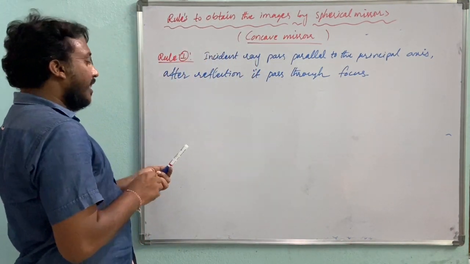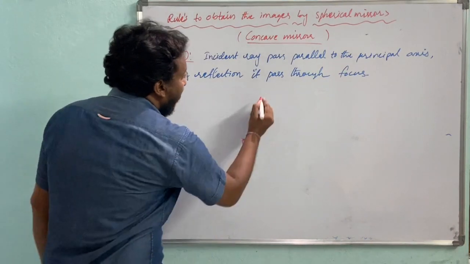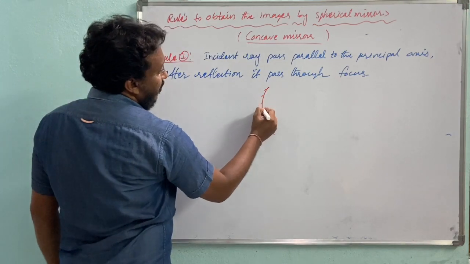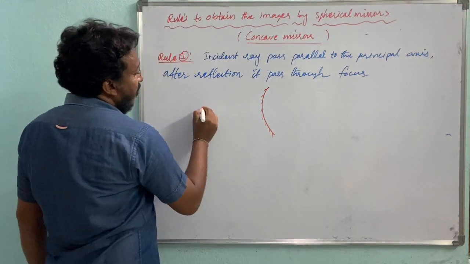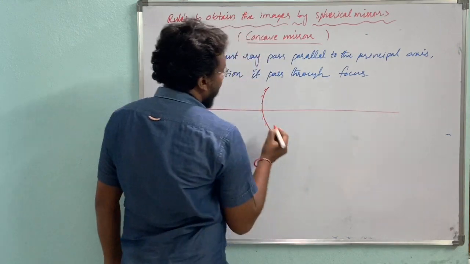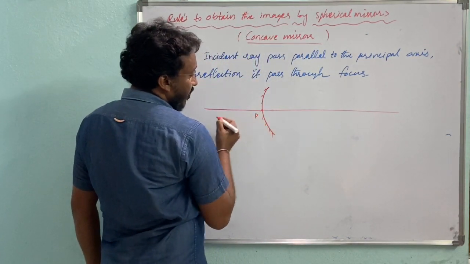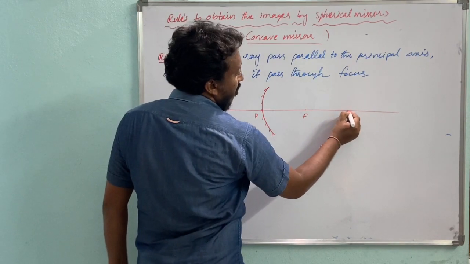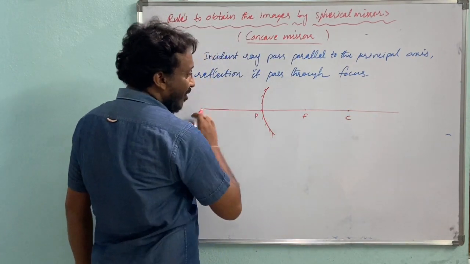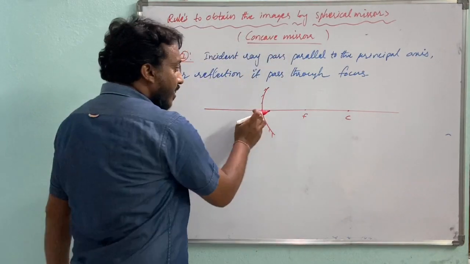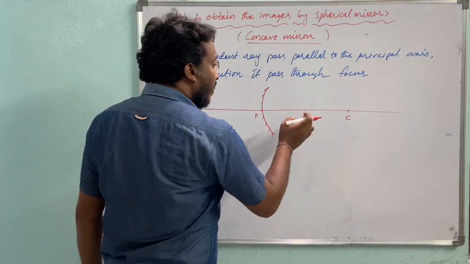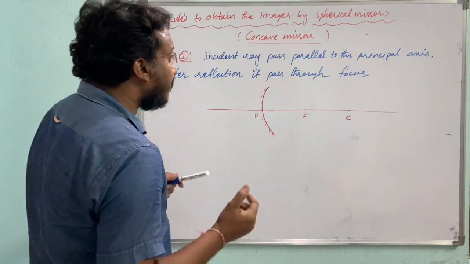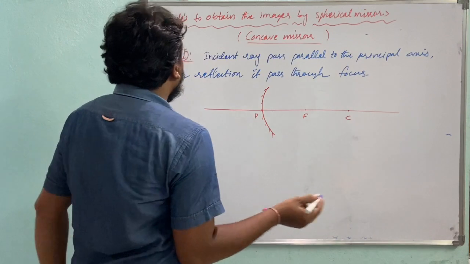Then while drawing the ray diagram, it is simple. I am explaining with the concave mirror, no? Then I will take a concave mirror and a principal axis. Whenever you are drawing ray diagrams, you always have to identify all the terms we discussed. You have to draw the principal axis, identify the pole on the mirror, and identify the focus and center of curvature on the principal axis. Okay, right.